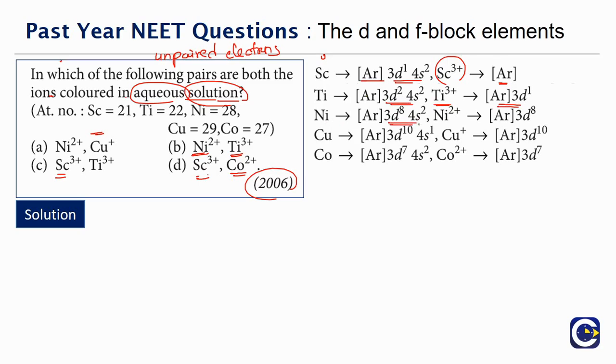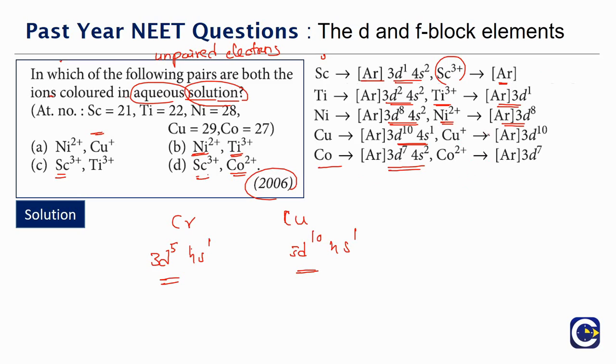Nickel is 3d8 4s2. So nickel 2+ will be Argon 3d8. Copper is 3d10 4s1. Remember, the abnormal electronic arrangement will be for chromium and copper. Chromium is 3d5 4s1 and copper is 3d10 4s1. This comes because of the extra stability of the half filled D and full filled D structure. Cobalt is 3d7 4s2.